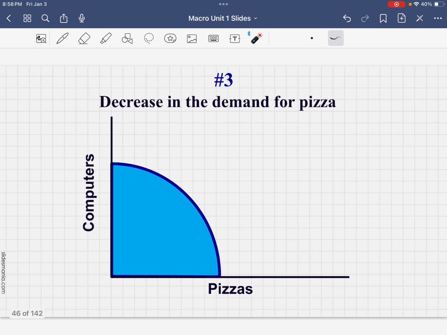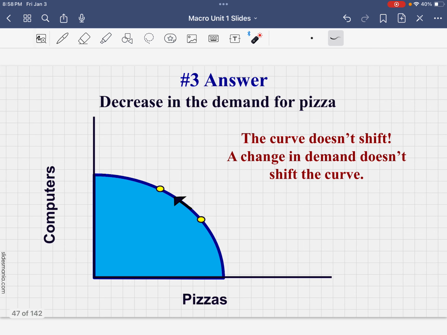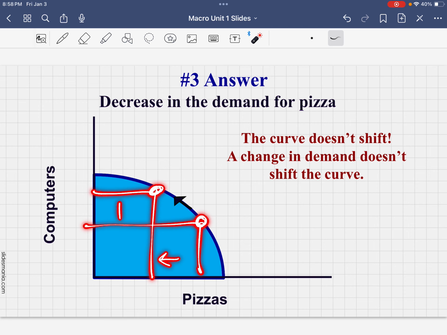All right, decrease in the demand for pizza. People don't want pizza. What is going to happen to our production possibilities curve? It was a trick question. The curve doesn't shift. Just because people don't want pizza doesn't mean we can produce less pizza. We still have the same land, labor, capital, entrepreneurship, and resources to make pizza. So why would we be making tons of pizza and not that many computers when we should be making less pizza and more computers if people don't want pizza? So this one was a trick question.